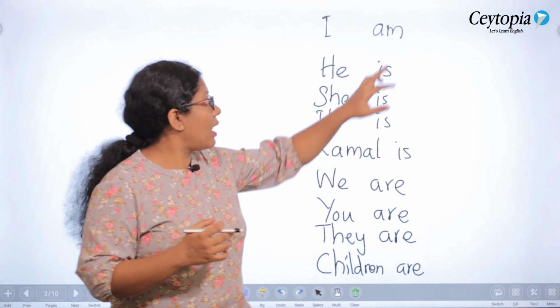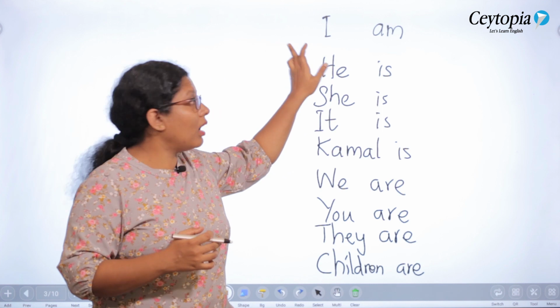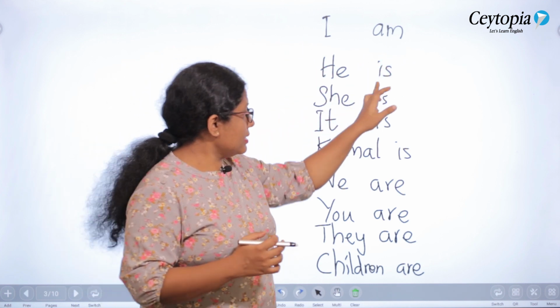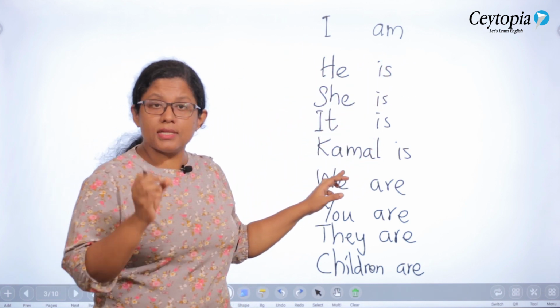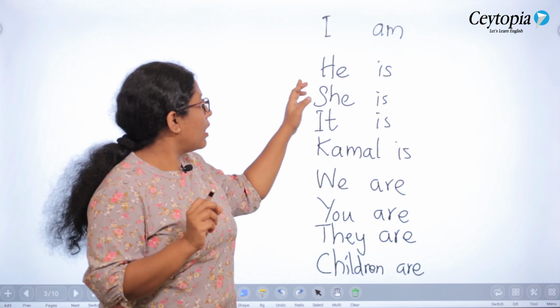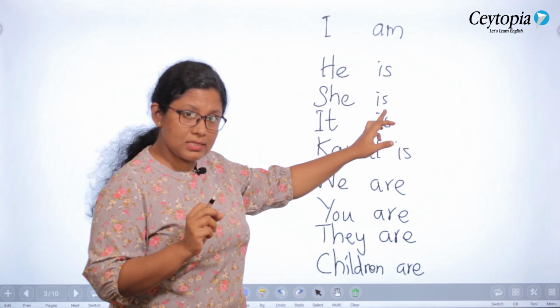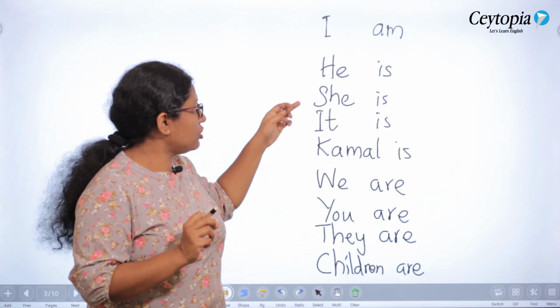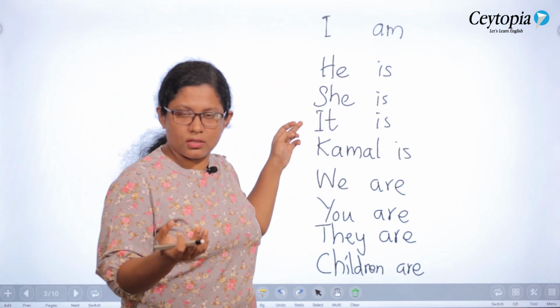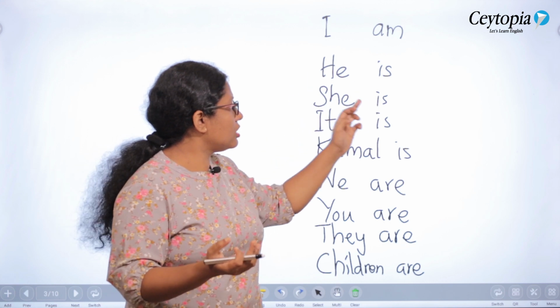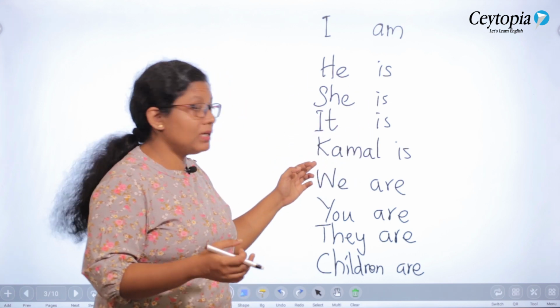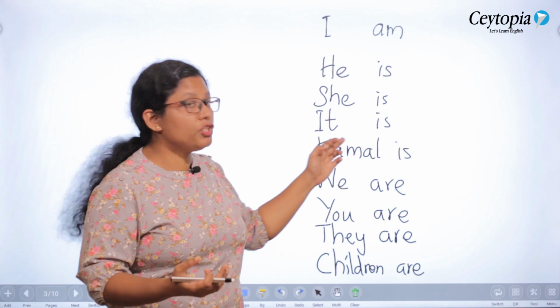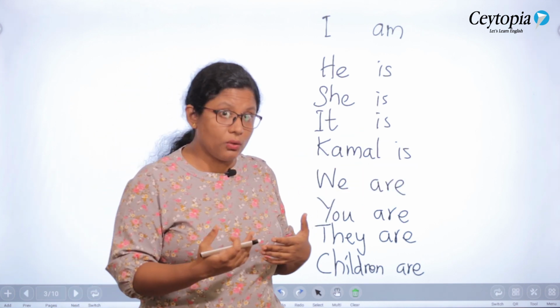We use am with I. I am. Is is always used with singular nouns. He is, she is, it is, Kamal is. He, she, it, they are pronouns. He is, she is, it is. Kamal is a proper noun. Still we use is because it is singular.